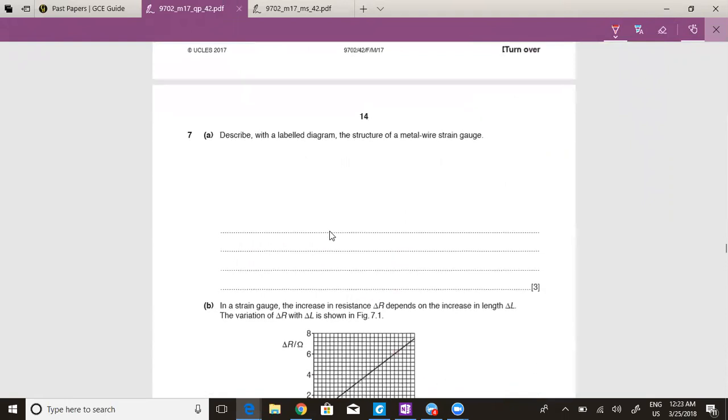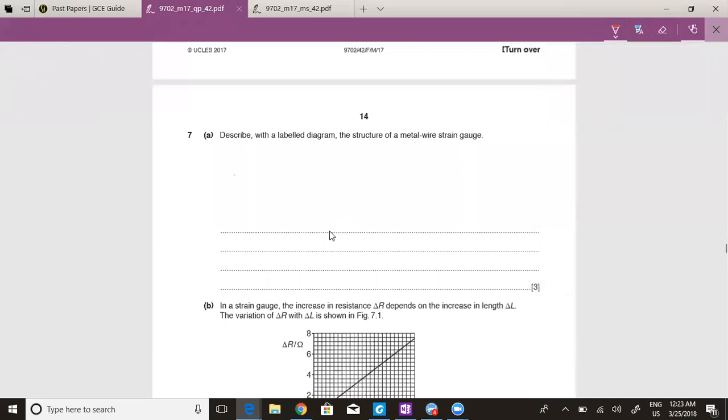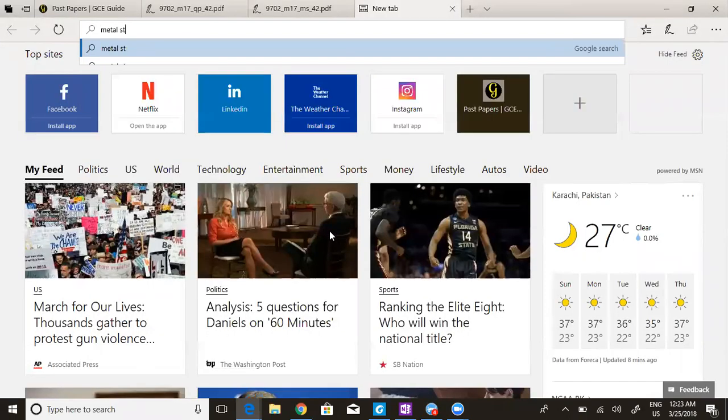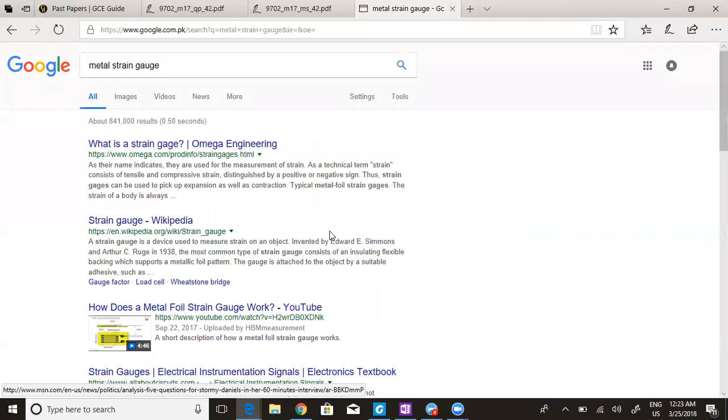Okay. Now you need to describe with a labelled diagram the structure of a strain gauge. It's basically a metal square with a wiggly line in it. ये जब strain gauge ऐसे लगता है. Google पे picture खोल लो. Square with a wiggly line. Really, not that hard. What's the strain gauge again? You increase the pressure on the strain gauge, the resistance of the wire inside changes. It's like a pressure meter.